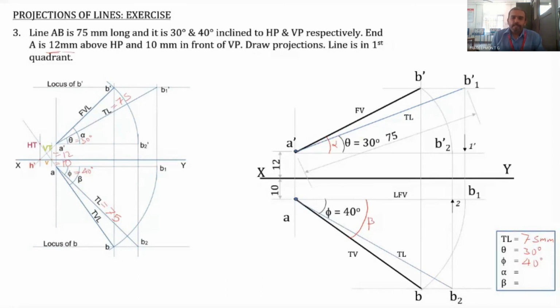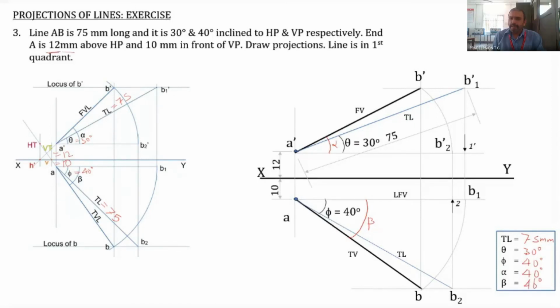Anybody? Alpha is 40 degree, maybe somewhere around 40. I'm not sure how much the angle is. And beta? 46 degree. Okay, it is 46 degree.